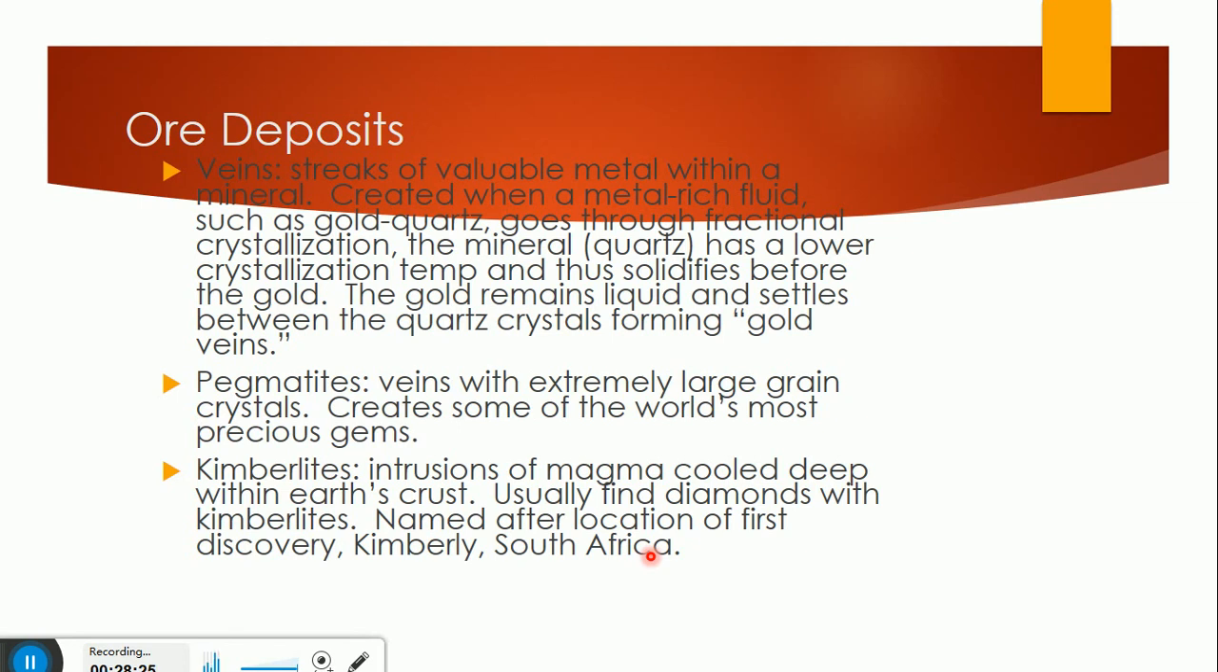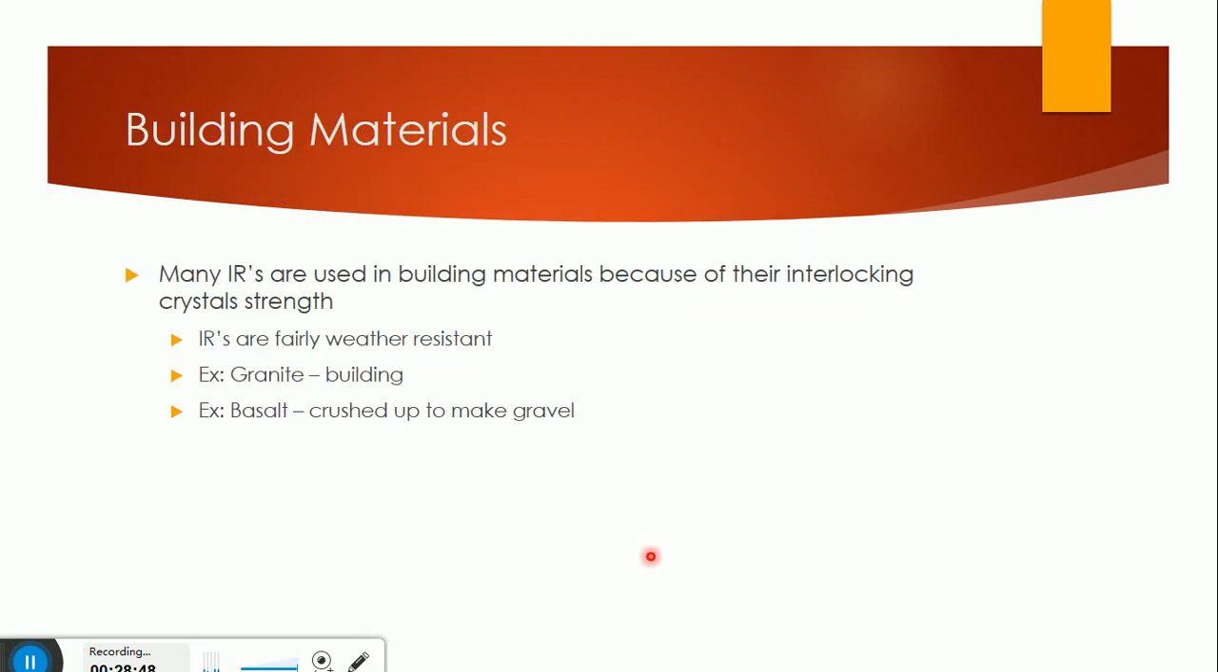Pegmatite veins with extremely large grain crystals create some of the world's most precious gems. Kimberlite intrusions of magma cooled deep within the Earth's crust usually contain diamonds, with kimberlites named after the location of the first discovery, Kimberley, South Africa. Building materials: many igneous rocks are also used as building material because they are fairly weather resistant. Granite is used as building material, and basalt crushed may be used for gravel. And this is a short introduction to igneous petrology.